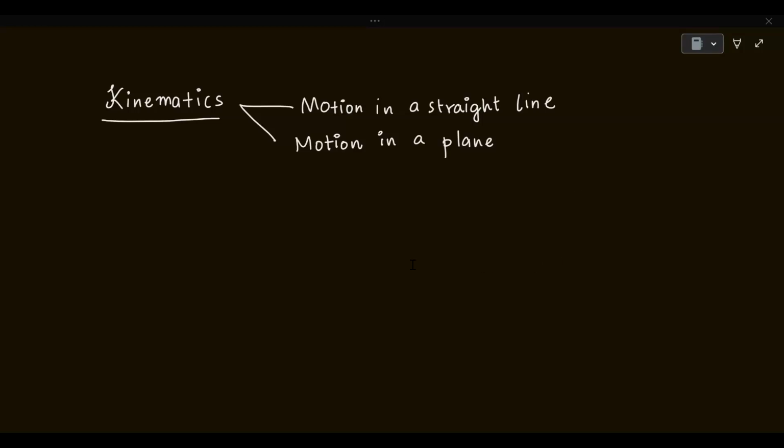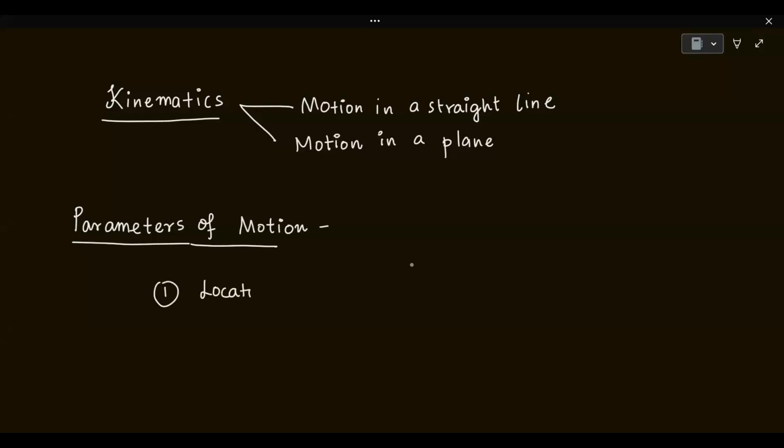Okay. So before we start kinematics as a whole, let's talk about all the parameters that we are going to discuss in this chapter, because without knowing all the parameters, you'll not be able to understand everything that I'm talking about. So let's introduce all the parameters of motion that we are going to discuss in this class. Right. So the first parameter that I want to talk about is location, or we also call it coordinates.